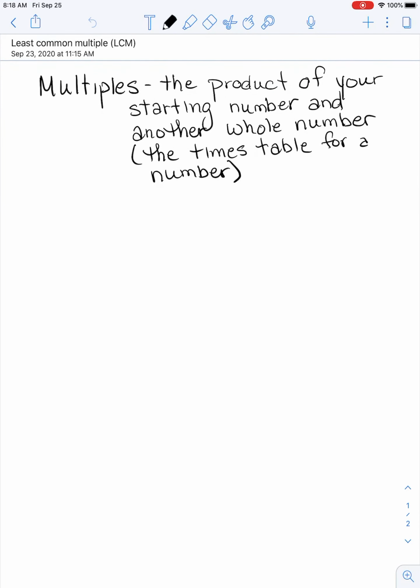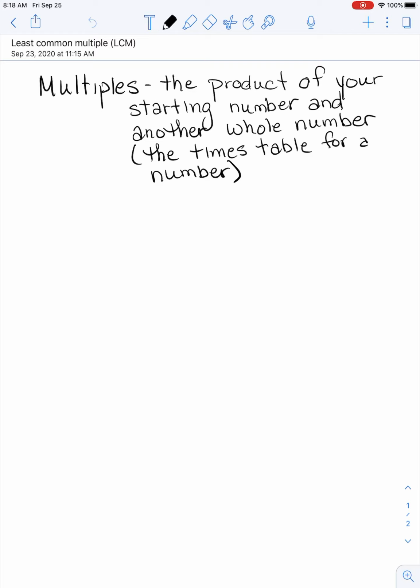We've talked about factors and greatest common factor, or GCF, and now let's talk about multiples and least common multiple. So if you remember, multiples are the products of your starting number and another whole number, or in other words, the times tables for that number.